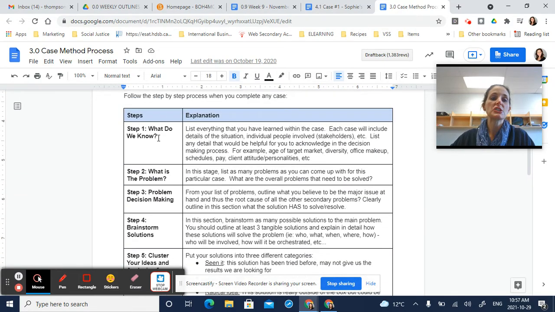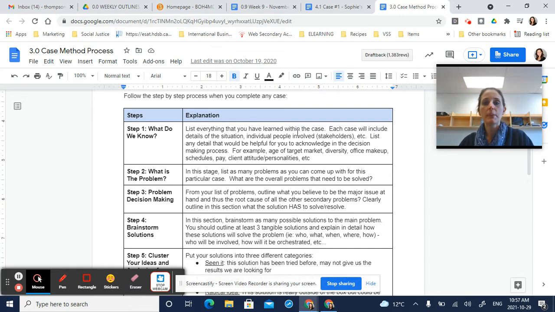So step 1 is, what do you know? So in this case, you have to list everything that you've learned within the case. So this will be your first sort of heading, right? Everything that you know and what you've learned about the case. So each case is going to include details of a scenario, different individual people involved. In business terms, we call these stakeholders. And then really you're just going to be listing any detail that you think is going to be helpful for you in order to make a decision. Okay. So for example, the age of the people involved, the diversity of the staff, the office configuration, the different schedules, the pay schedules, the attitudes and personalities, etc. Okay. The second step, and again, you can decide how you want to do this.